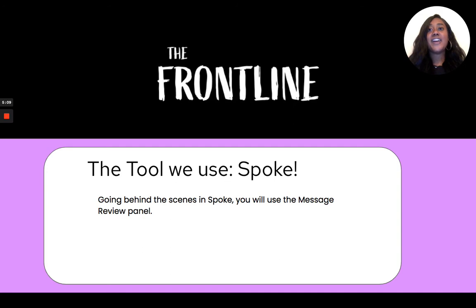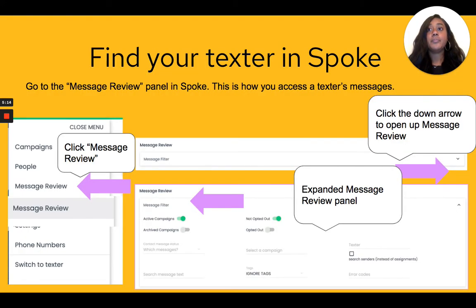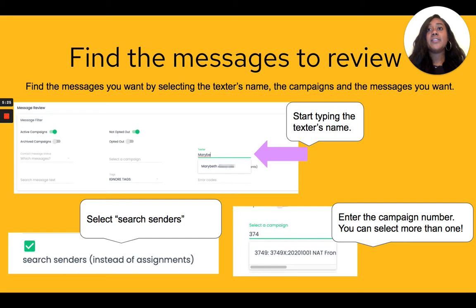Now you're ready to find your texter in Spoke in the Message Review panel. In Spoke, you want to click Message Review. Click the down arrow next to Message Review to expand the panel. Start typing the texter's name that you want to sweep. Once the name pops up, select Search Sender instead of Assignments. This is important because the texter might have released their contacts when they were done sending text messages, and we want to make sure that we're able to see all of their texts.